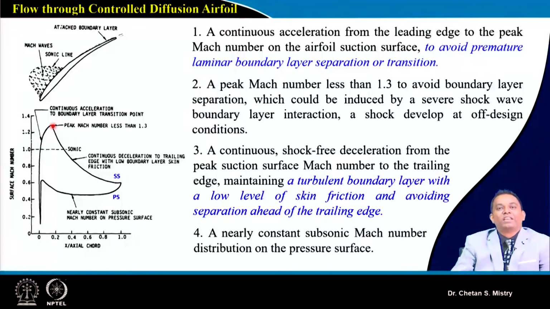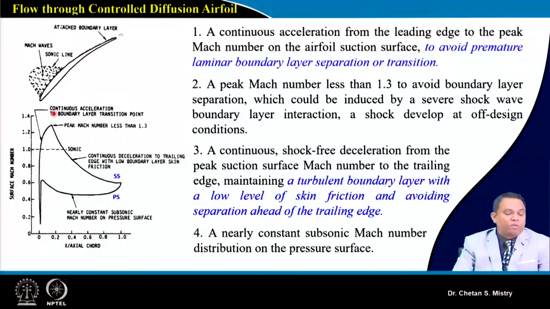That gives formation of profile losses near the trailing edge, and that increases the losses. In order to avoid that kind of phenomenon, this has been specially designed. Now in the later part, we have continuous shock-free deceleration from this peak Mach number towards the trailing edge. The turbulent boundary layer with a low level of skin friction avoids the flow separation that would happen at the trailing edge.